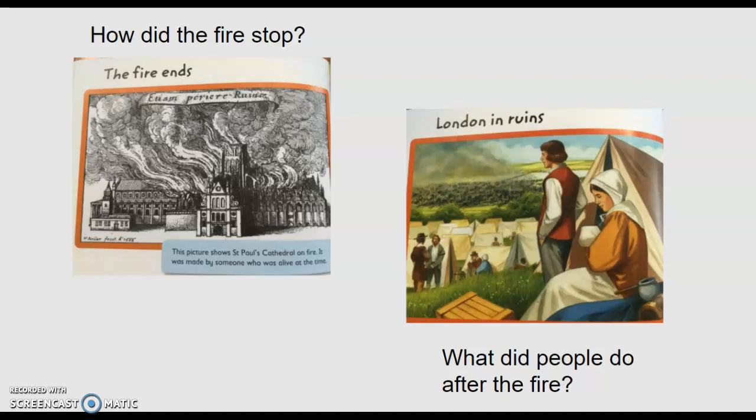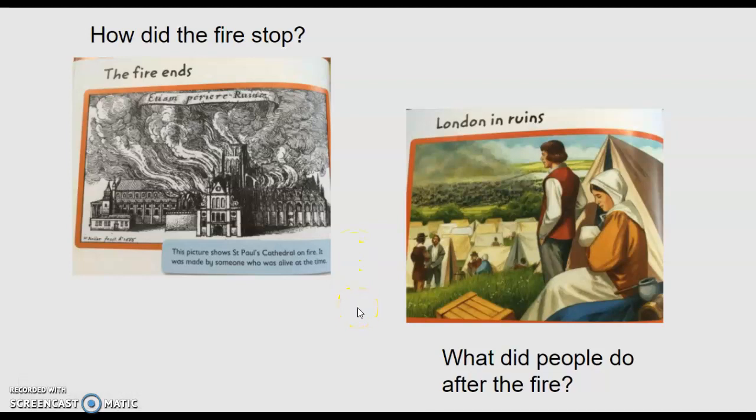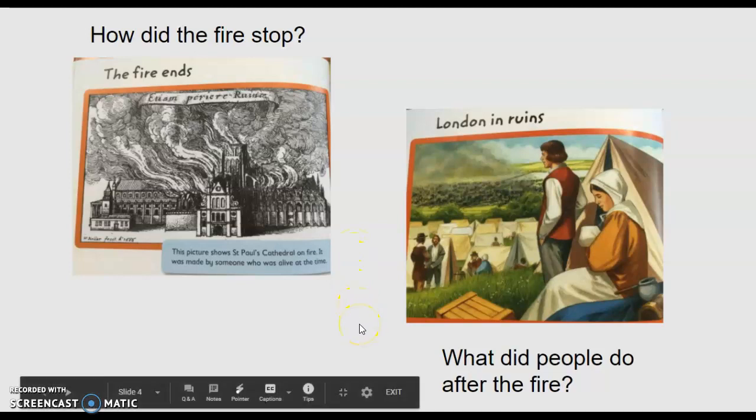So actually, many people had to stay in tents because they didn't have a house to live in. And this was just outside of London, where there was no fire. Unfortunately, a few people died, but during this huge fire, I think only 6 people died. So it really wasn't that many when you think about how huge the fire was. Most people did manage to get to safety.